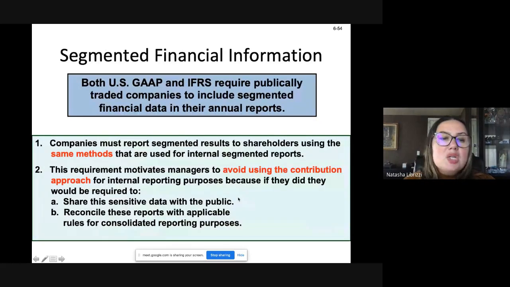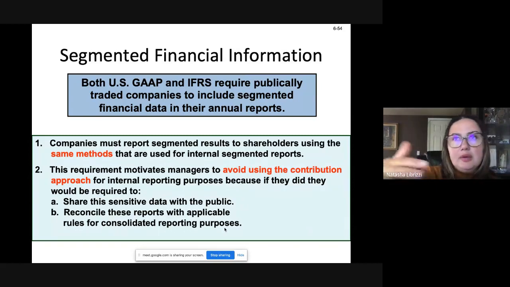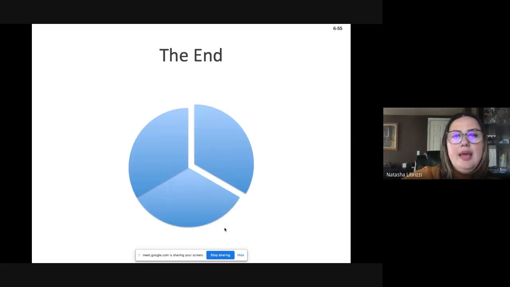And this is something I mentioned already. We don't want to share sensitive data with the public, so sometimes they avoid using that approach, the variable one, because they say, well, you have that data, now you have to report it. But reconciliations also will be applicable rules for consolidated reporting purposes, but obviously companies don't have to report in detail, but they might have to report based on some segments that they create. Depends on regulations, country, and so on. And that is the end of our topic.